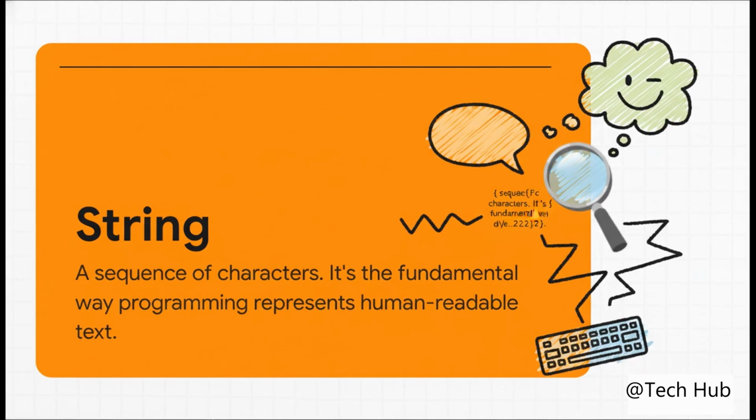You know, at its core, it's just a bunch of characters strung together. Any text you can imagine, a single word, a whole sentence, even an emoji, that's a string in the coding world. It's basically the universal language for any text a computer needs to understand or show you.